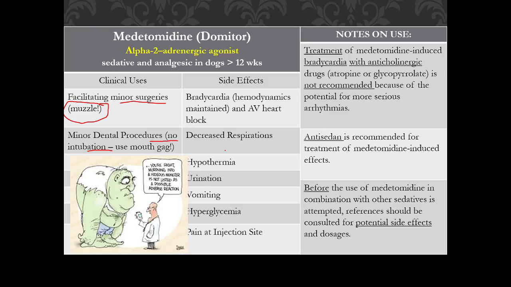Treatment of medetomidine-induced bradycardia: you cannot treat that with an anticholinergic like atropine or glycopyrrolate, because that will lead to arrhythmias. So what we do is we give them the reversal agent. We're going to give them some atipamezole or Antisedan, and we're going to make sure that we are looking at medetomidine very carefully and not using any other sedatives unless we have the right dosages, because we'll get an increase in potential side effects if we're not using the right combination.